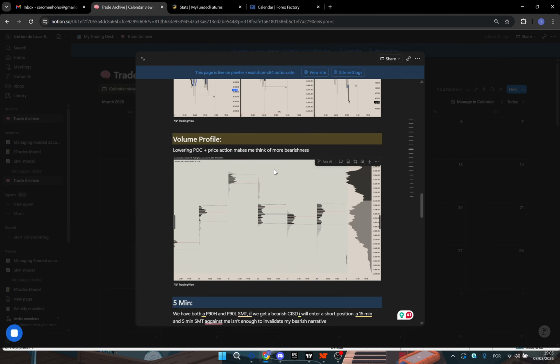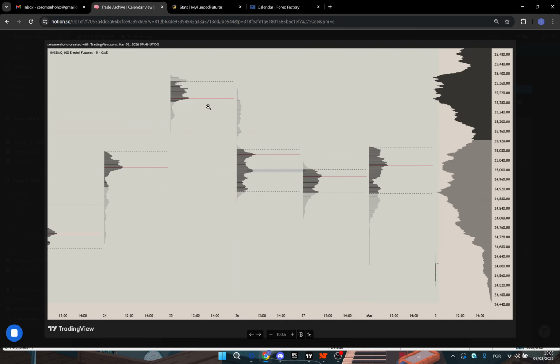And then this is just some volume profiles. We can see that the point of control of these few days have been steadily lowering, so that is also a decent telltale sign that we could see lower prices.